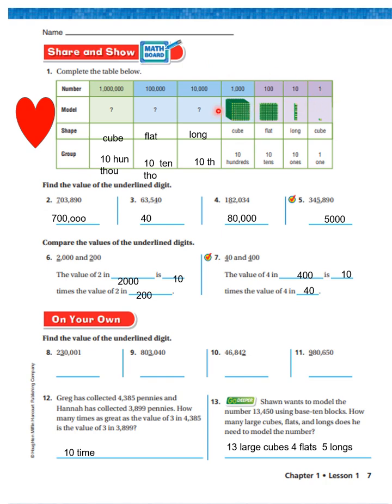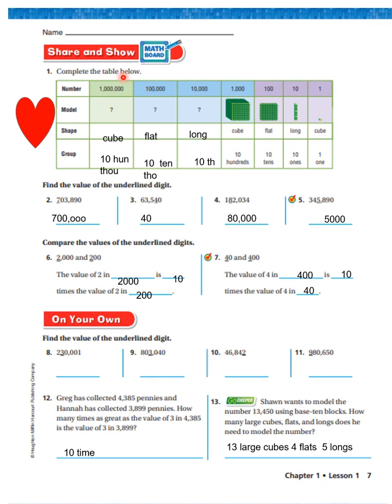Cube. What is the model for 10,000? It's a long, and its group is 10 thousands. I put TH instead of 1,000, but 10,000. So if we have a long for 10,000, the model for 100,000 in the pattern is a flat. The shape is a flat. Its group is 10 10,000s.